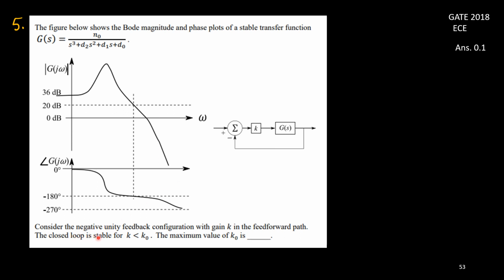Okay, consider the negative unity feedback configuration with the gain k in the forward path. In this one, the closed loop system should be stable for k less than k naught, so that maximum value of k naught we need to find out. Now here you can check one thing: when phase is minus 180 degree, at that time magnitude is plus 20 dB.